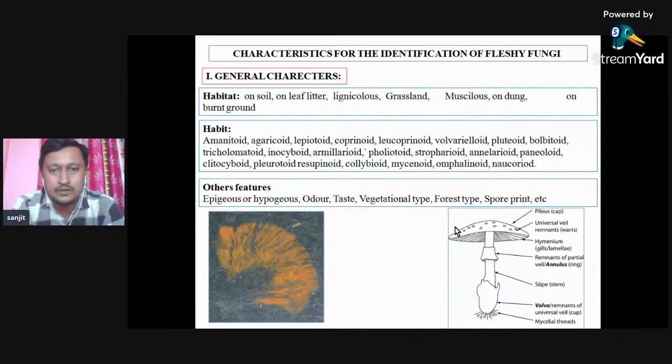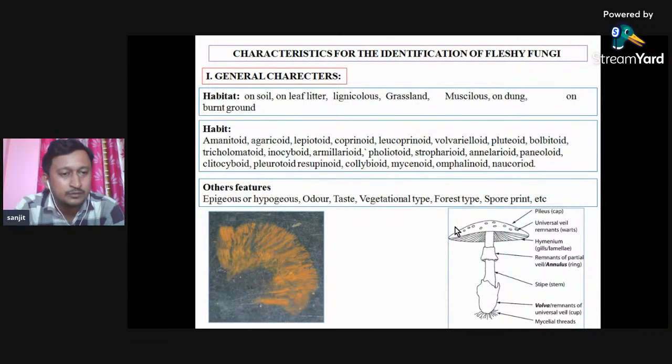Now, the characteristics for the identification of fleshy fungi, that is, mushrooms. First one is general characters. General characters means those characters which are easily observed with the naked eye, like habitat. Habitat means the substrate which is suitable for the growth of mushroom, like soil, leaf litter, lignocellulosic waste, meaning different decomposed wooden logs, etc., grassland, mucilaginous substrate, dung, different types of dung like cow dung, etc., and burnt ground. These are the habitats. And habit means a settled tendency or usual manner of behavior of mushroom growth.